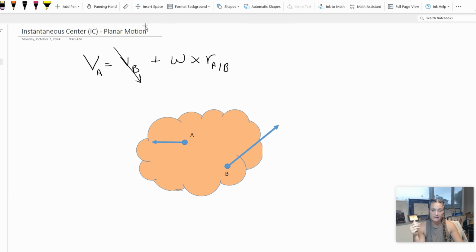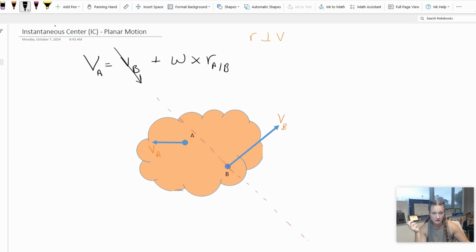In order to find the point, I'm going to draw perpendiculars. I'm going to draw a perpendicular line here and a perpendicular line here. I'm doing perpendiculars because we know that our position vector has to be perpendicular to velocity. So if this is the velocity of B and this is the velocity of A, I know that I am going to have a position vector perpendicular to it. And I'm going to extend it both ways because I have no idea if the position from B to my point of no rotation is down here or up here. I'm going to do the same thing with this one.